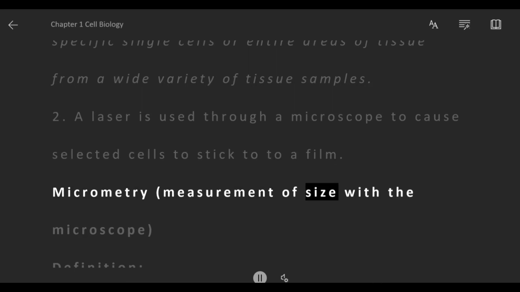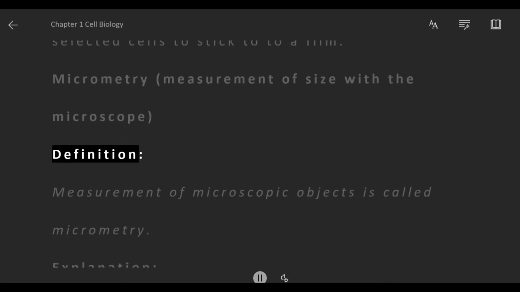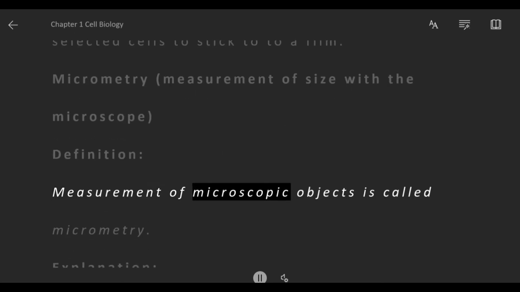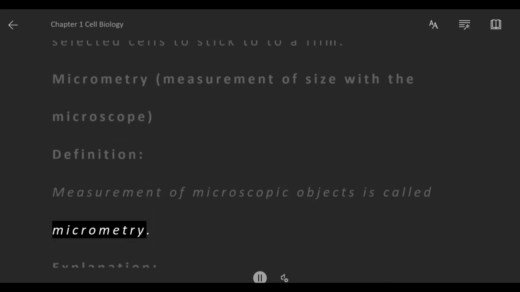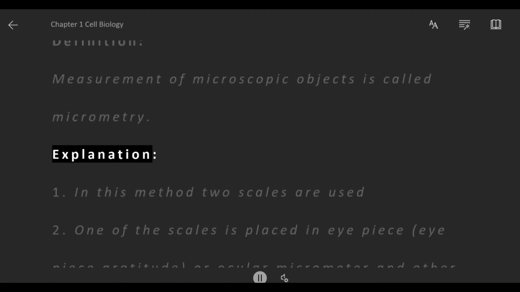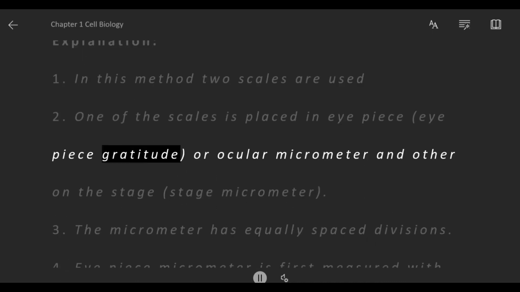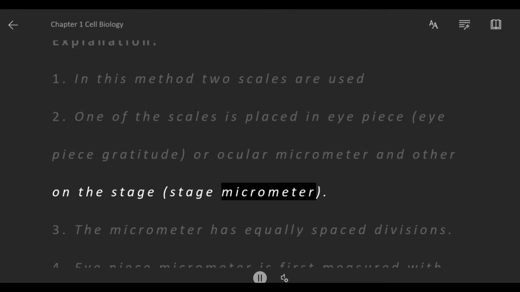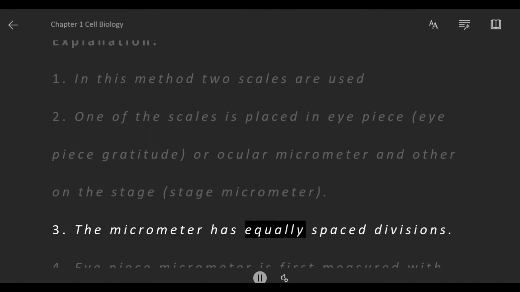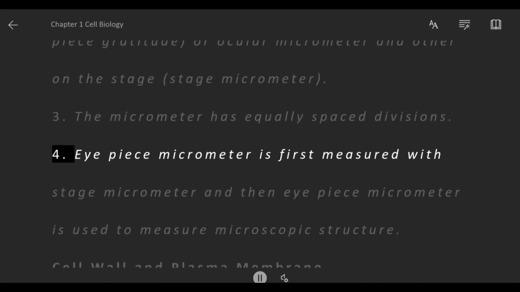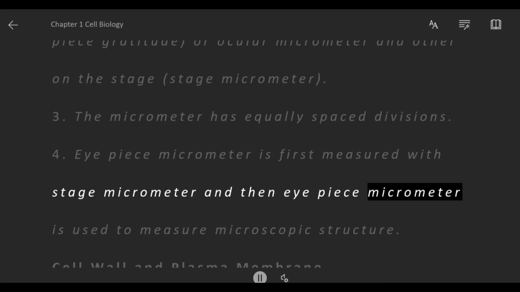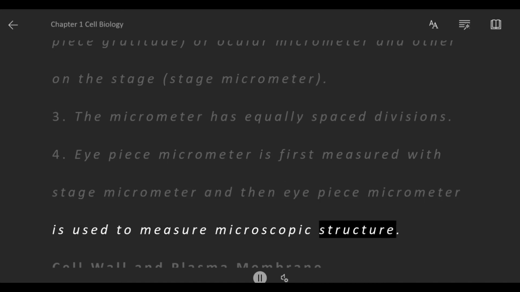Micrometry, measurement of size with the microscope. Definition. Measurement of microscopic objects is called micrometry. Explanation. 1. In this method 2 scales are used. 2. One of the scales is placed in the eyepiece, eyepiece graticule, or ocular micrometer, and the other on the stage micrometer. 3. The micrometer has equally spaced divisions. 4. The eyepiece micrometer is first calibrated with the stage micrometer and then the eyepiece micrometer is used to measure microscopic structures.